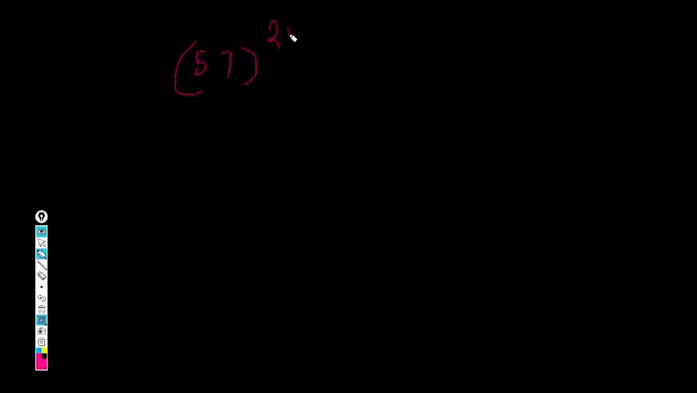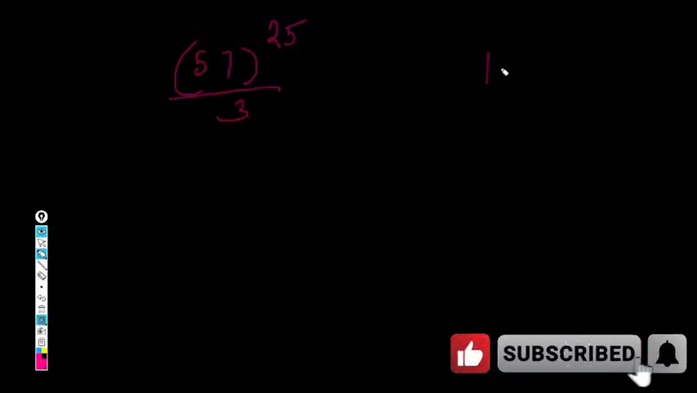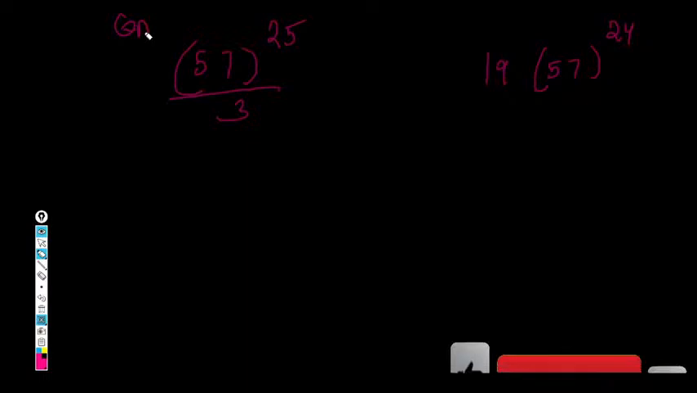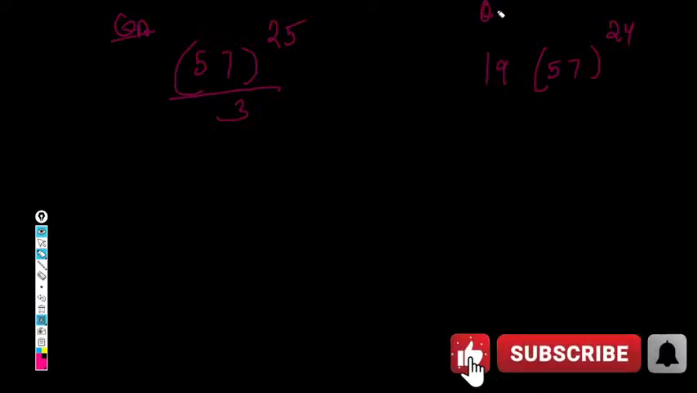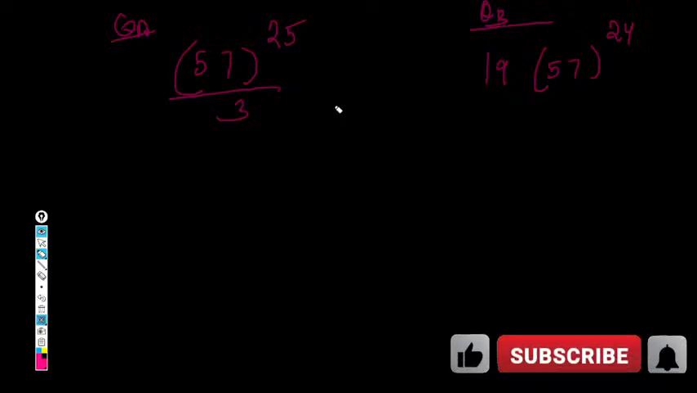One is like 57 power 25 by 3 and the other is given here as 19 times 57 power 24. One is quantity A, the other is quantity B. So how to approach this kind of questions? In both the quantities we have one thing that is common, 57 power something.